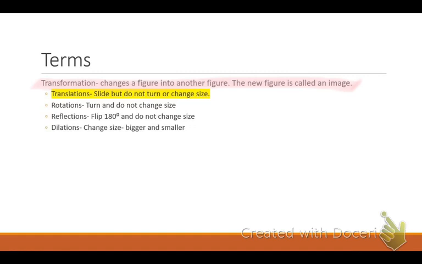We are sliding the ordered pairs, but the figure does not turn and it does not change in size. Okay, so those are my two rules for a translation. The figure slides, but it does not turn or change size. Okay? You don't have to write the other three because you're going to write those when we learn those lessons. Only have to write the top two, terms and definitions.